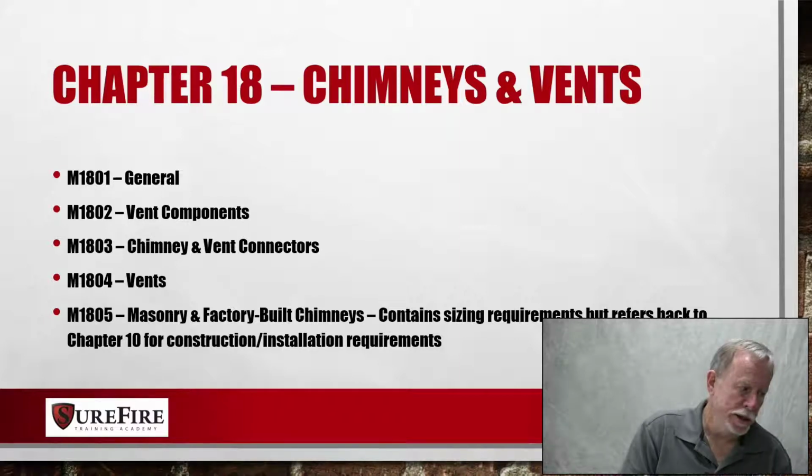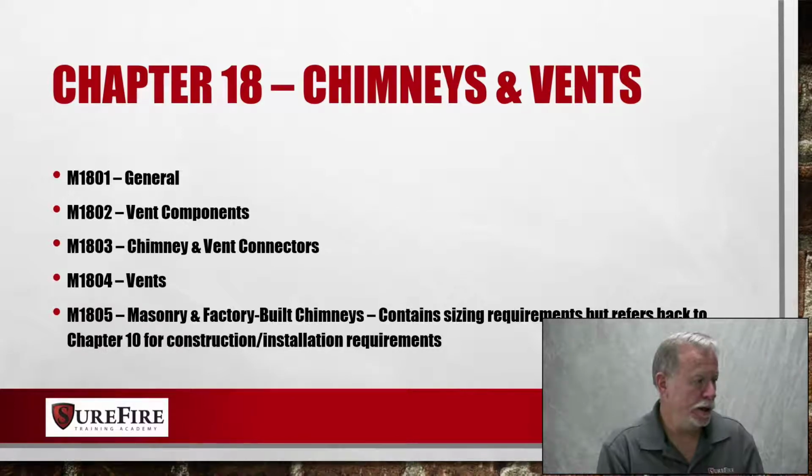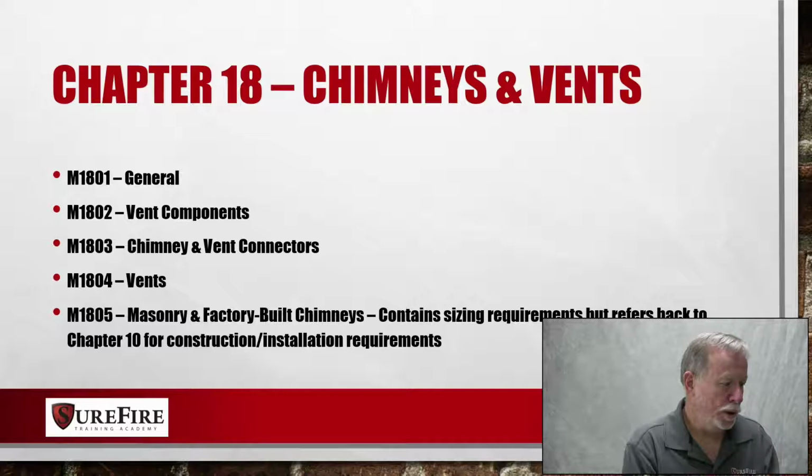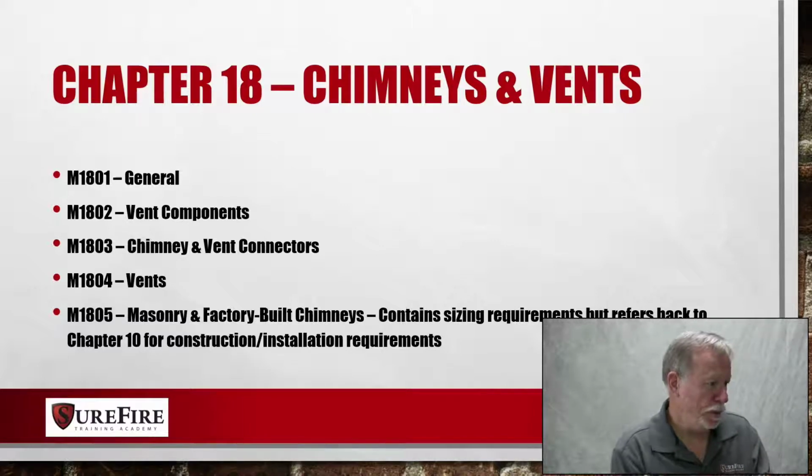Chapter 18 is chimneys and vents. 1801 are the general requirements. 1802 are vent components. 1803 is chimney and vent connectors. 1804 is vents. 1805 is masonry and factory-built chimneys. It contains sizing requirements, but then also refers back to Chapter 10 for installation requirements.